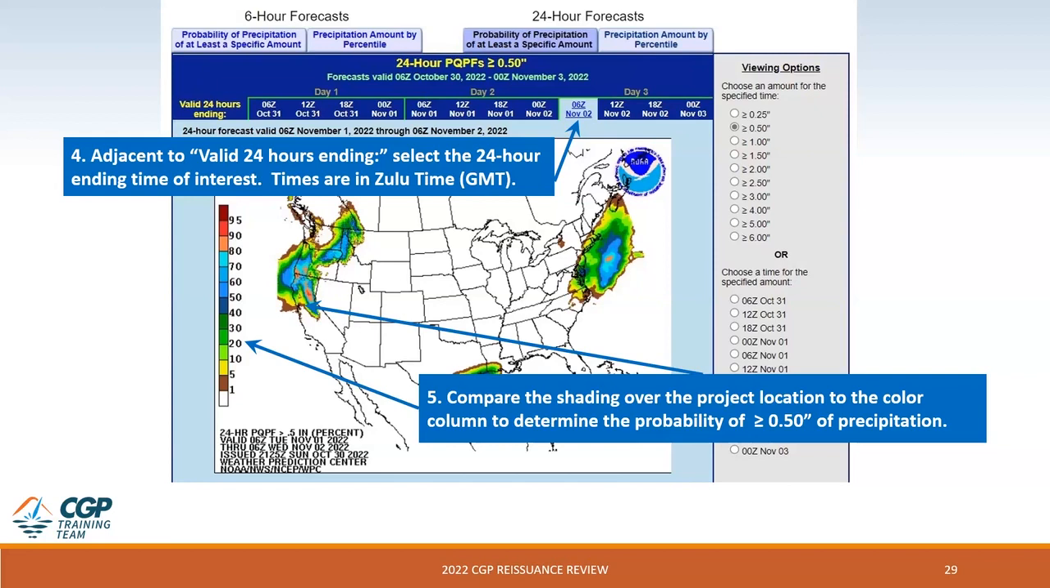Now, here's where the problem is in using these maps. It's very difficult to determine the probability of precipitation based on these colors for a small project. It's very, very difficult. In this particular case, the probability of a half inch of rain in this particular area in the next 24 hours is somewhere between the brown, the yellow, or the green color. So it's probably between 5 and about 30 or 40%. Very difficult to use and to be very accurate. And so these tools can be a challenge to use on a site-specific basis.